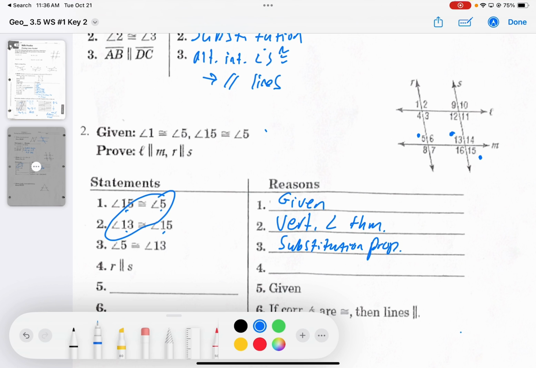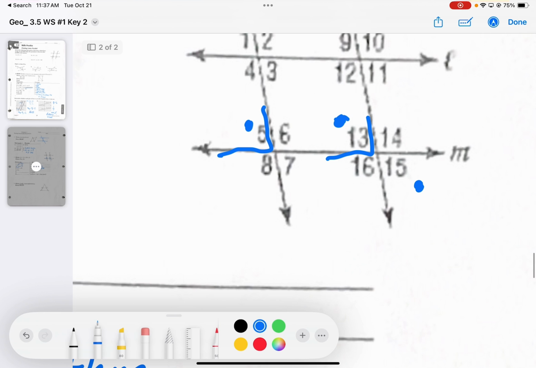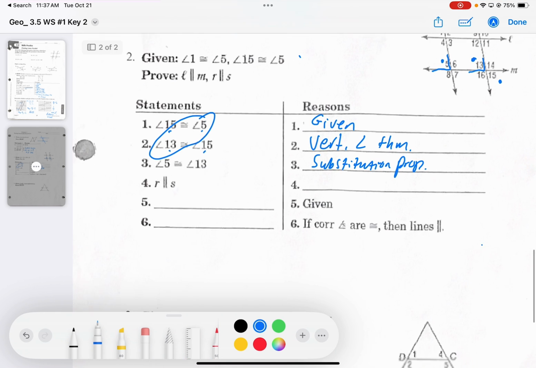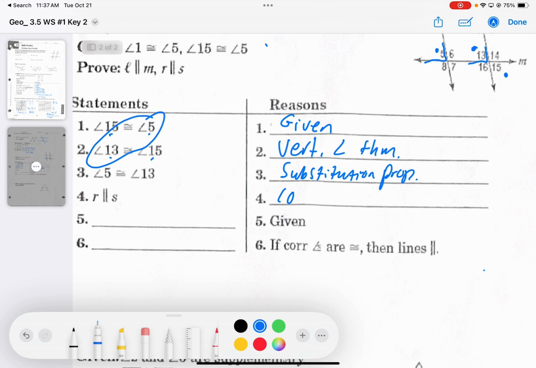Okay, and then it goes on to say that those lines are parallel. So what that means to me is that getting to the fact that 5 is congruent to 13 has to be some sort of angle pair. So then I go in my picture and I say, okay, 5 is here, 13 is there. You guys tell me what type of angles are those? 5 and 13 would be corresponding. Good. So then I would say corresponding angles congruent imply parallel lines.